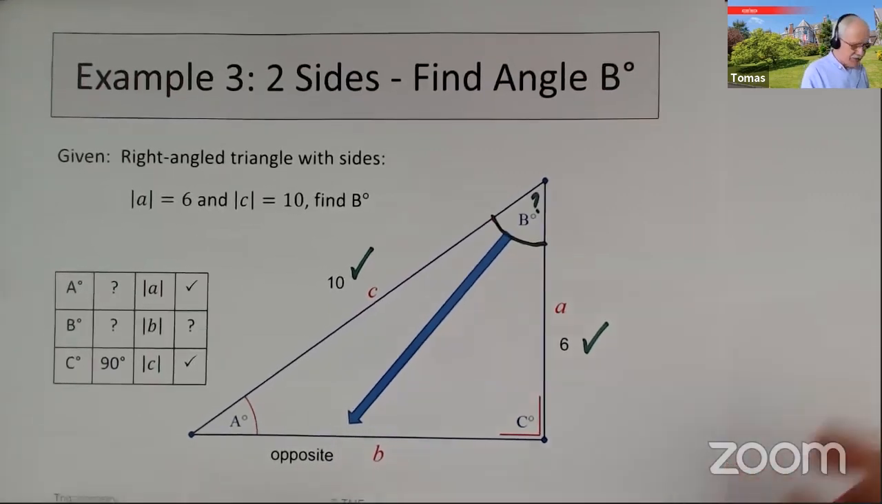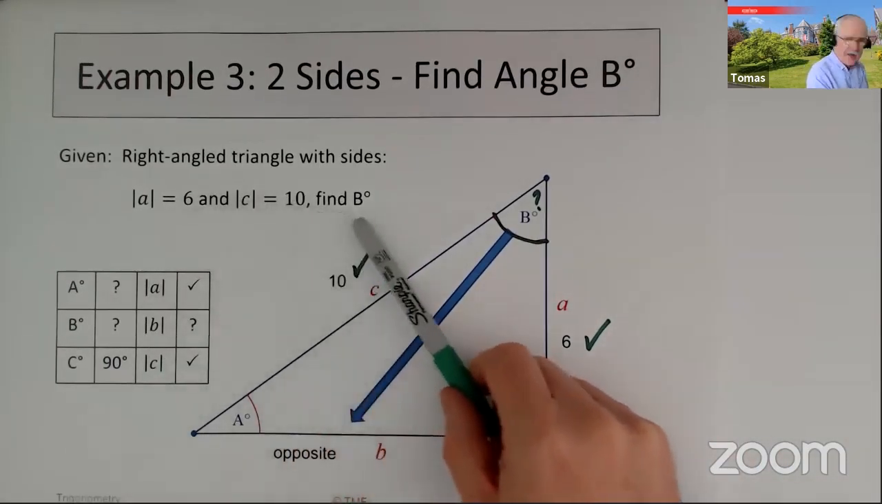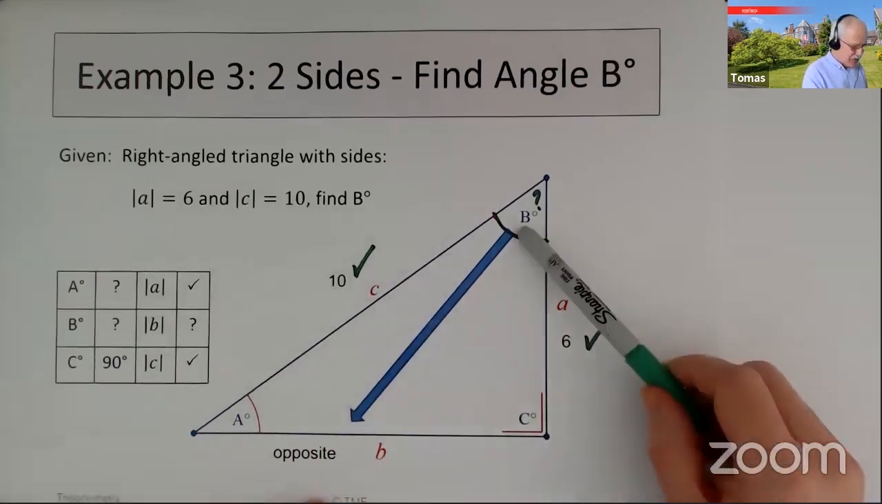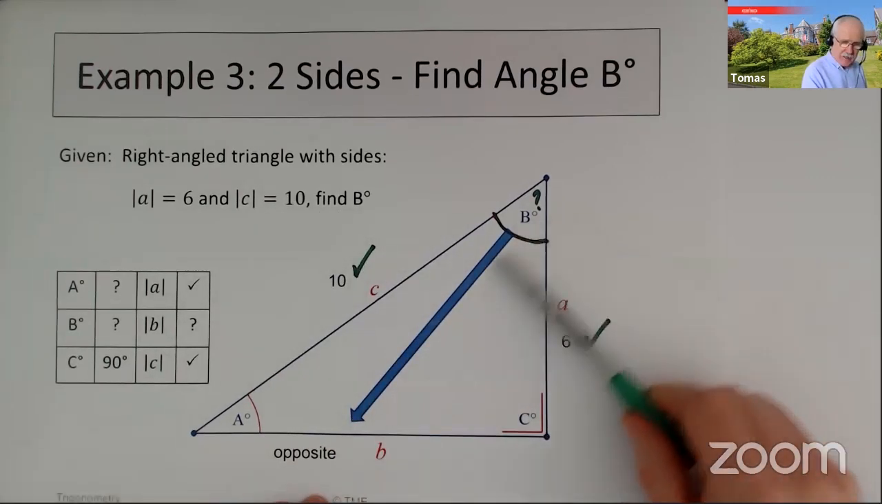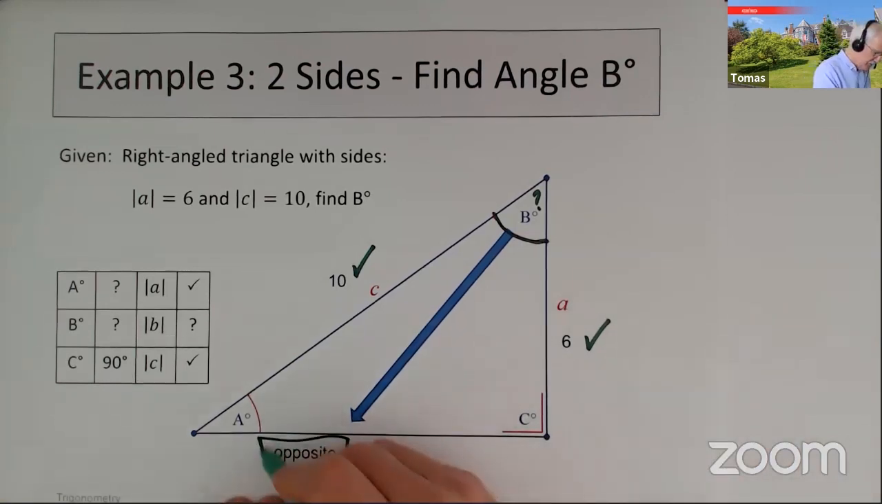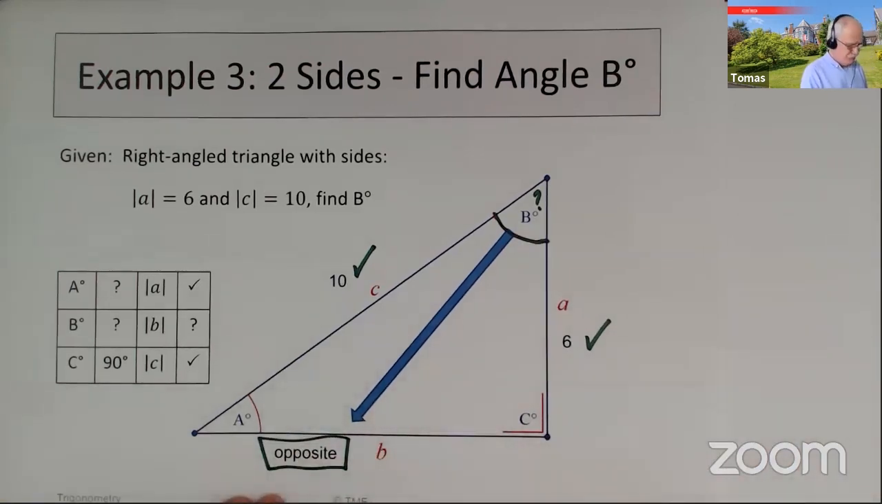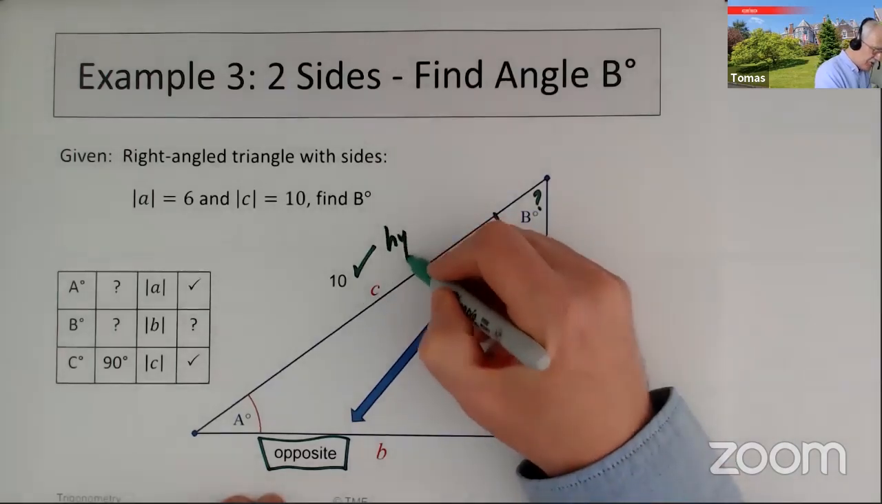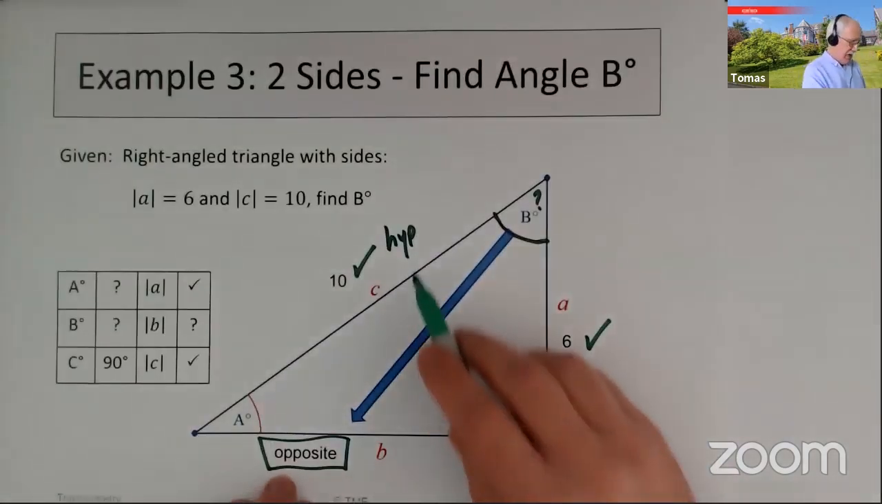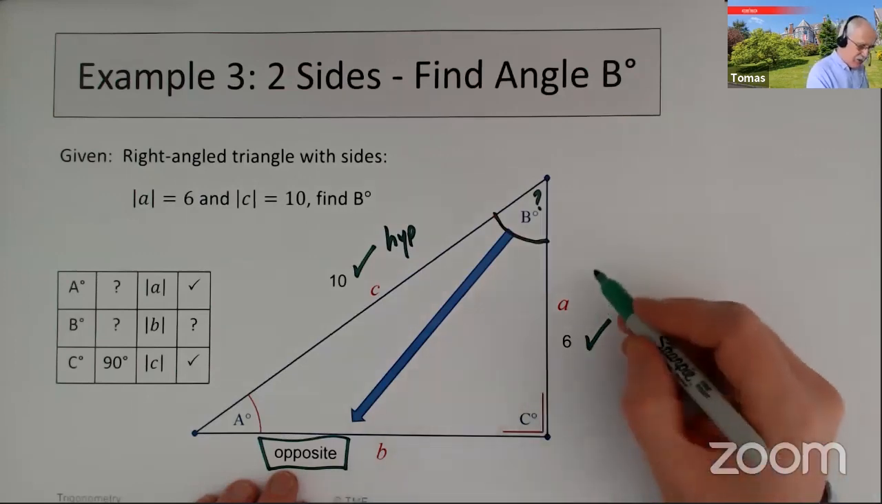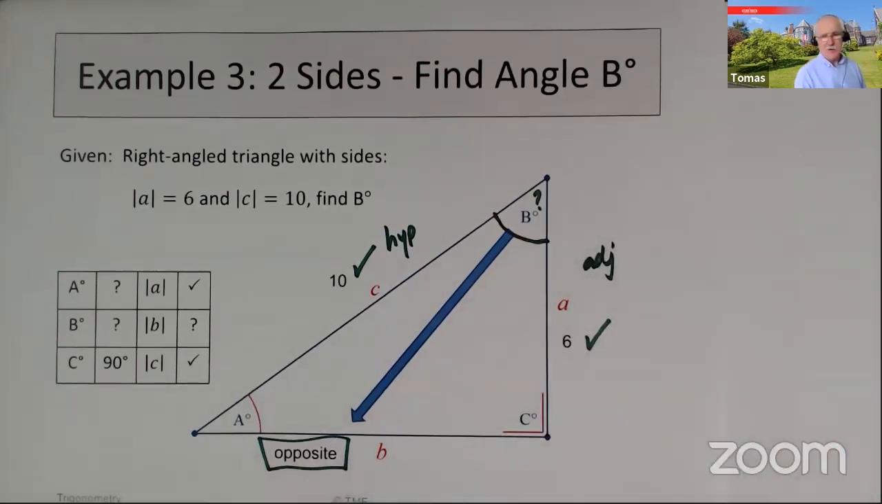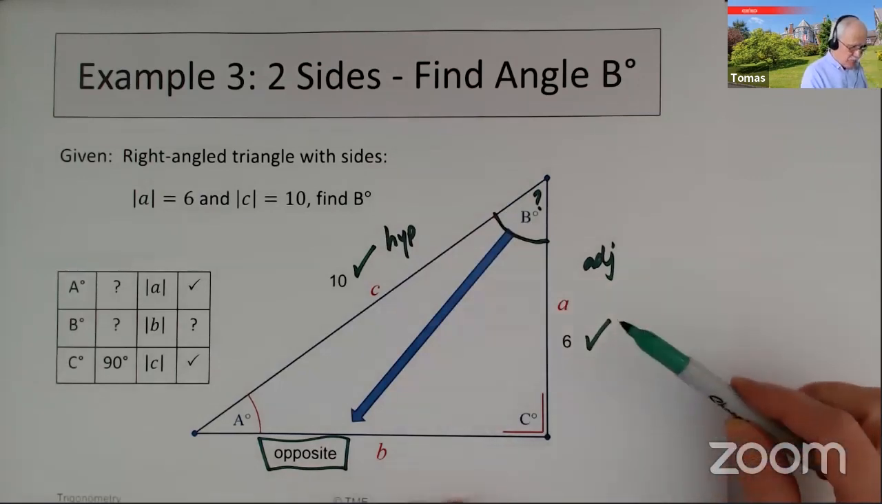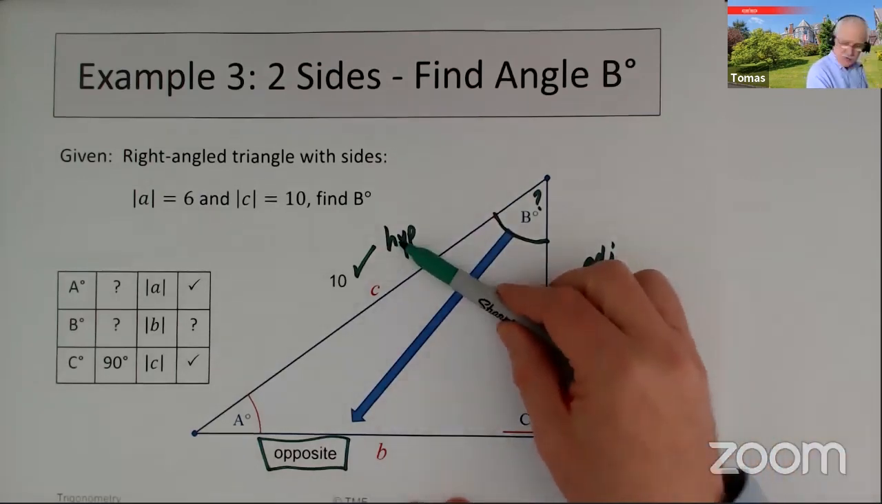Okay, this is the way I might try it. I'd say I'm interested in the angle B. So the first thing I'll do is look where B is, and I'll draw a big line opposite and call this the opposite. Across from the 90 degrees, I've got the hypotenuse. And if the hypotenuse and the opposite are gone, I've only left with the adjacent. So that's all I've left. I've got the three. Now, which of those do I know? I know the adjacent and the hypotenuse.